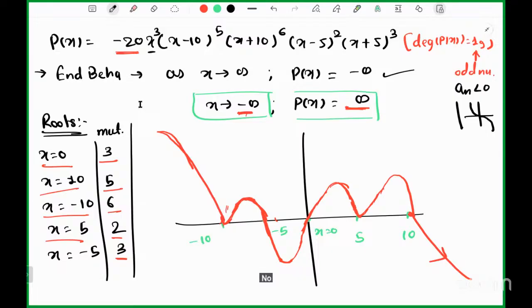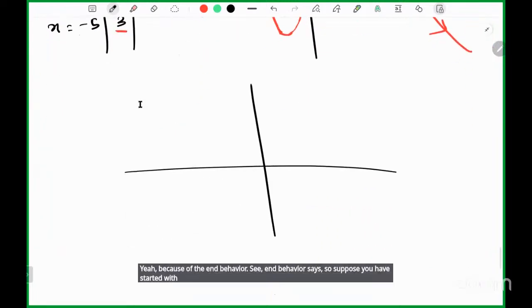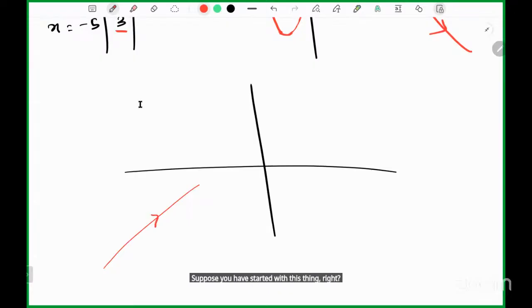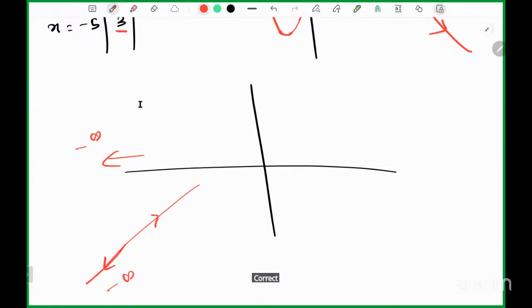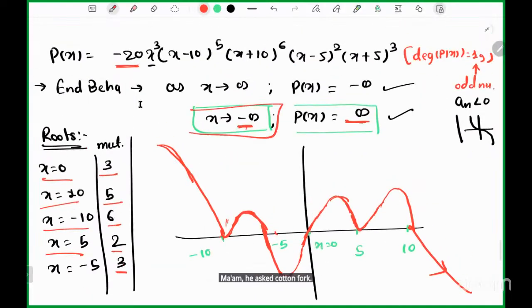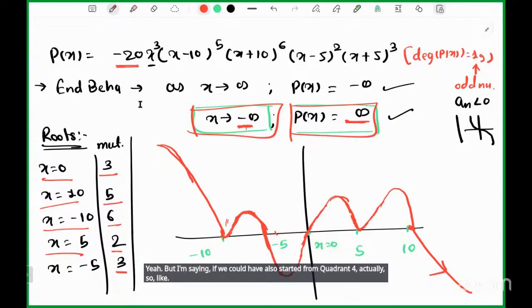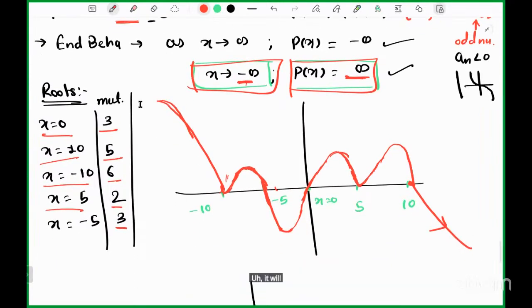No, but I have one actually. We could have also started from quadrant 4. Why are we starting from 2 and going to quadrant 4? Yeah, because of the end behavior. See, suppose you have started with quadrant 4, then what does it mean? It means that when x is going to minus infinity, the values of p of x are also going to minus infinity. Correct? Yeah. But Ma'am, I'm saying we could have also started from quadrant 4, so how are we determining that it will start from quadrant 2? Okay, okay.